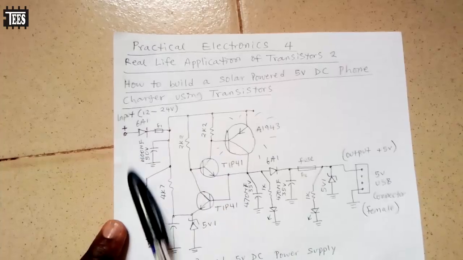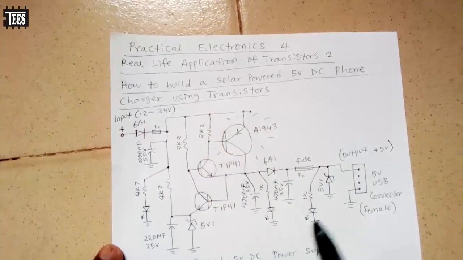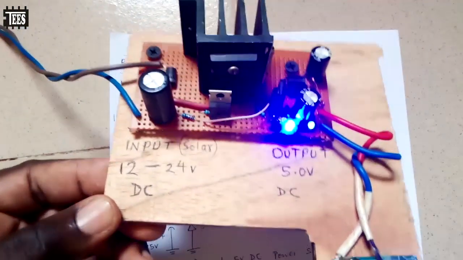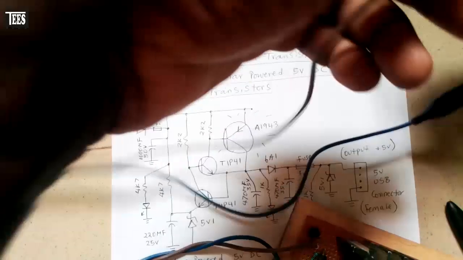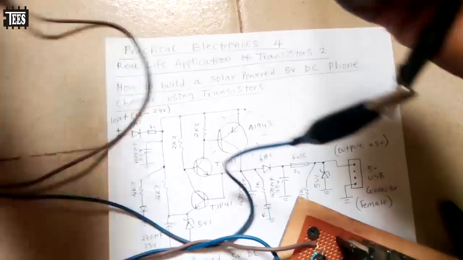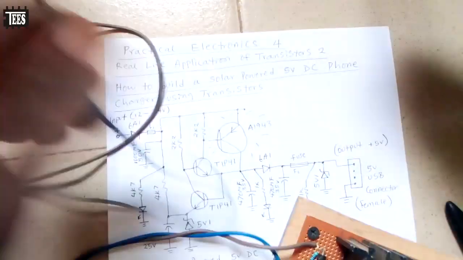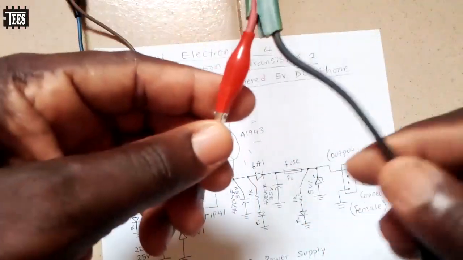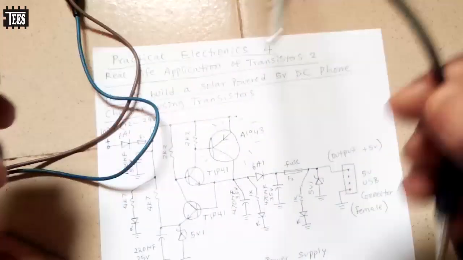So look at this, this is our circuit diagram, and this is the real stuff you are seeing here. This is the input. Let me show you the input. This is from the solar panel. As you can see, this is 21 volts from the solar panel, from 18 to 21 volts.